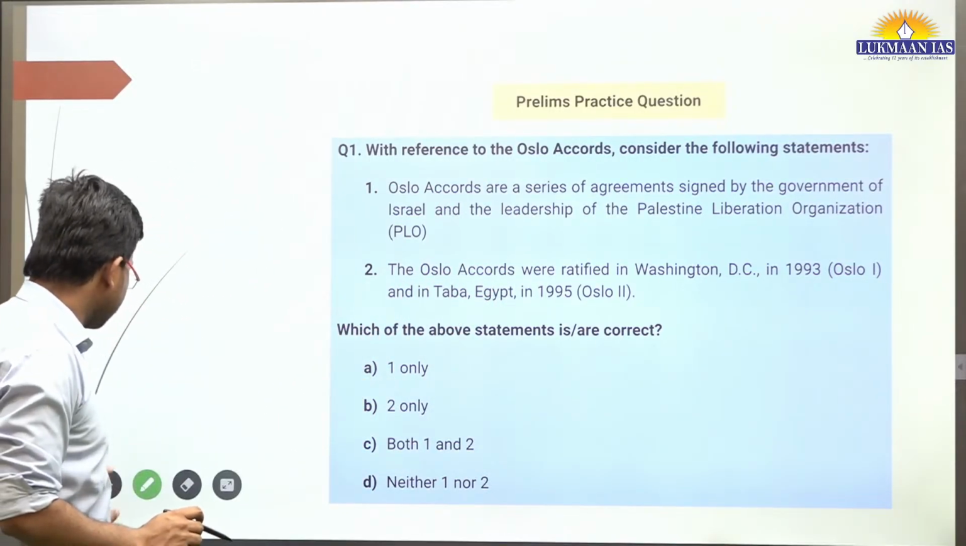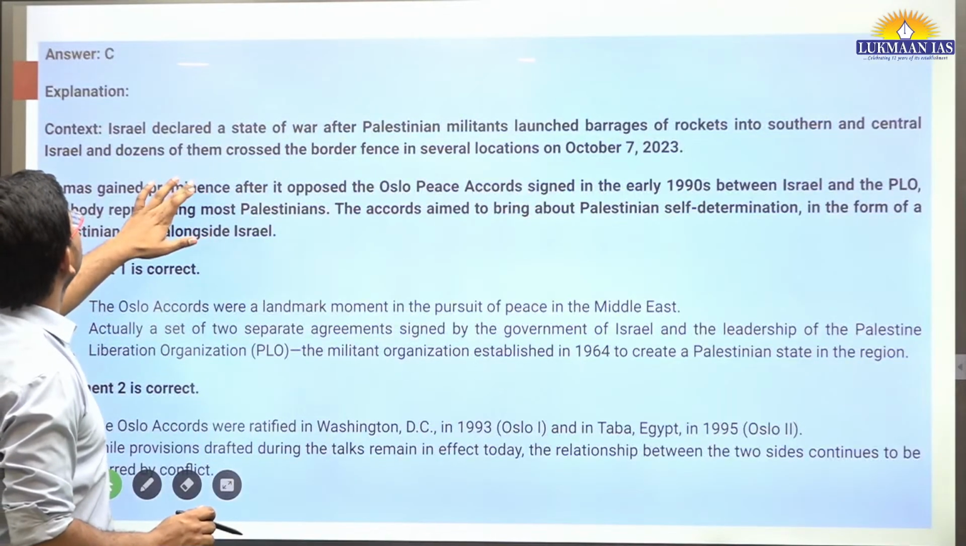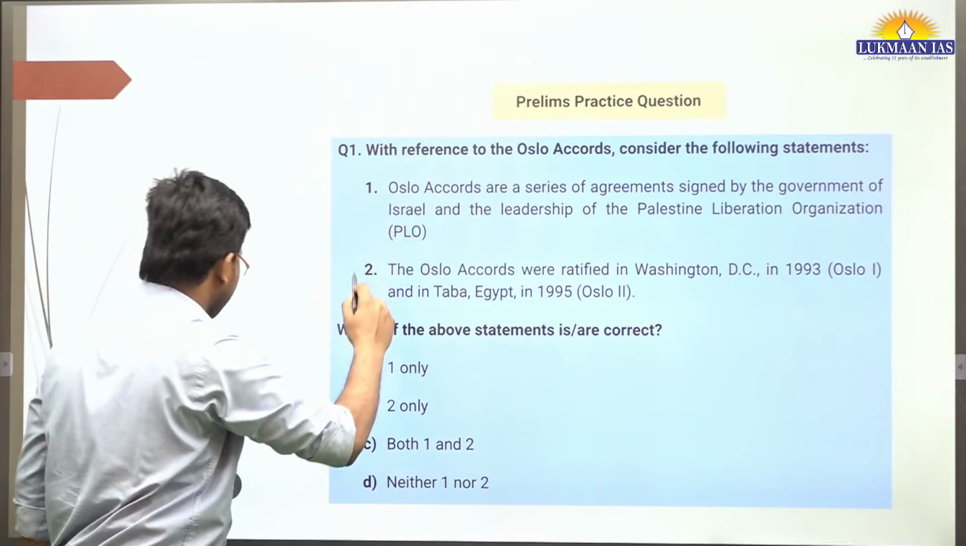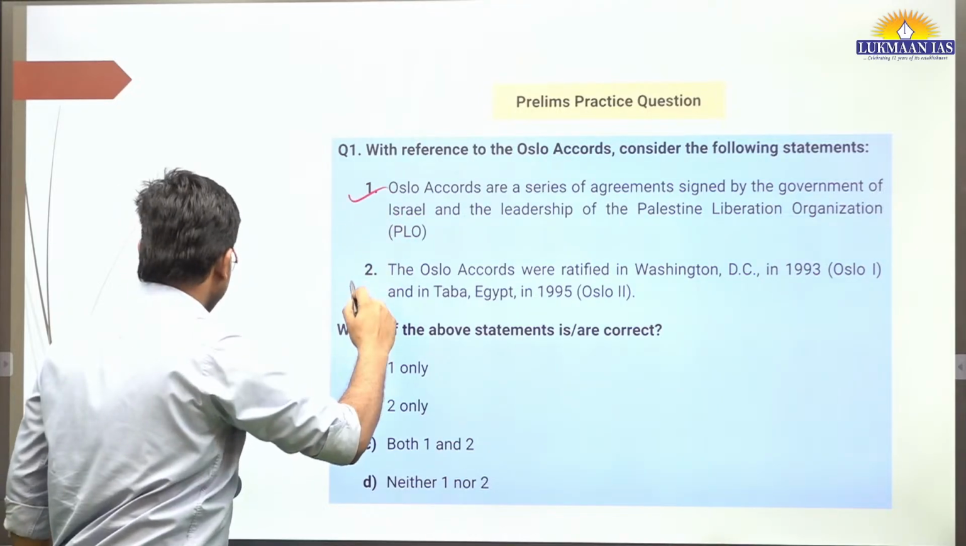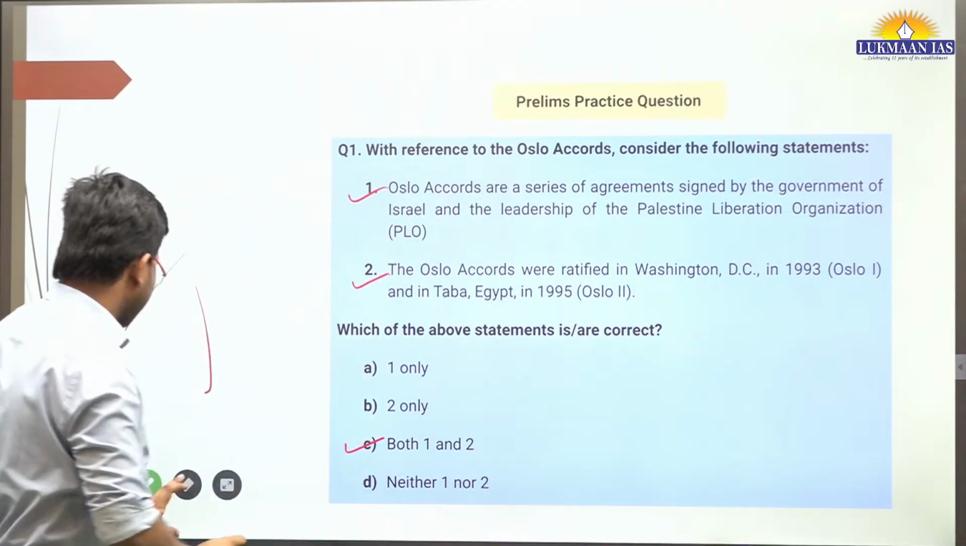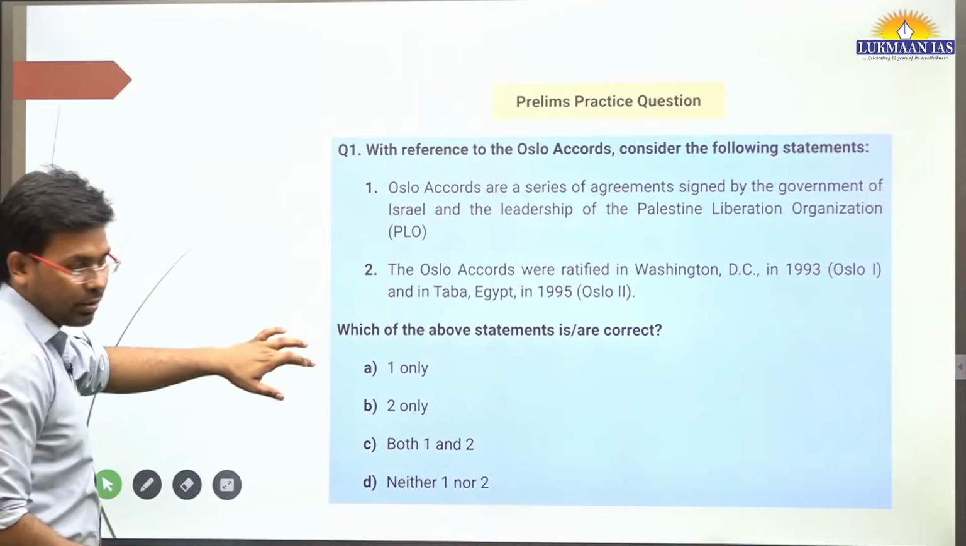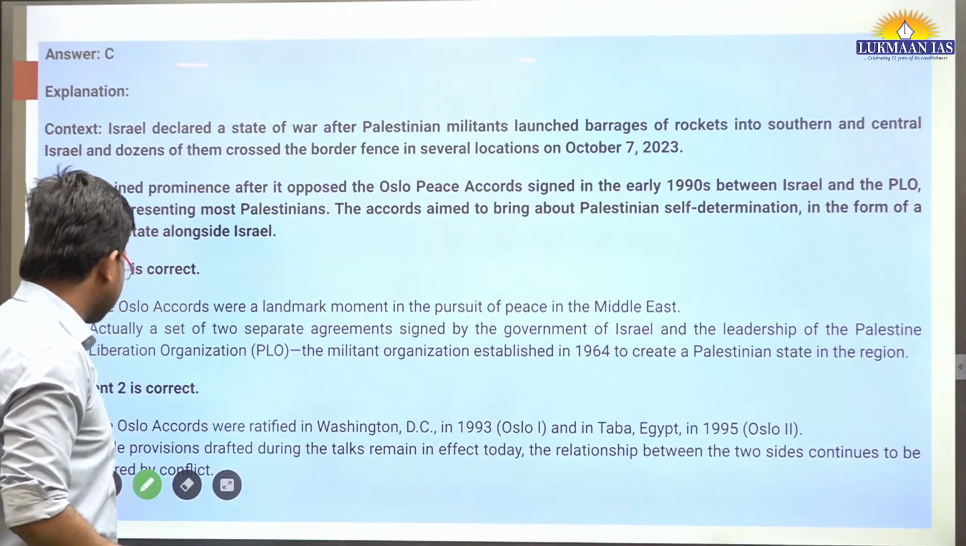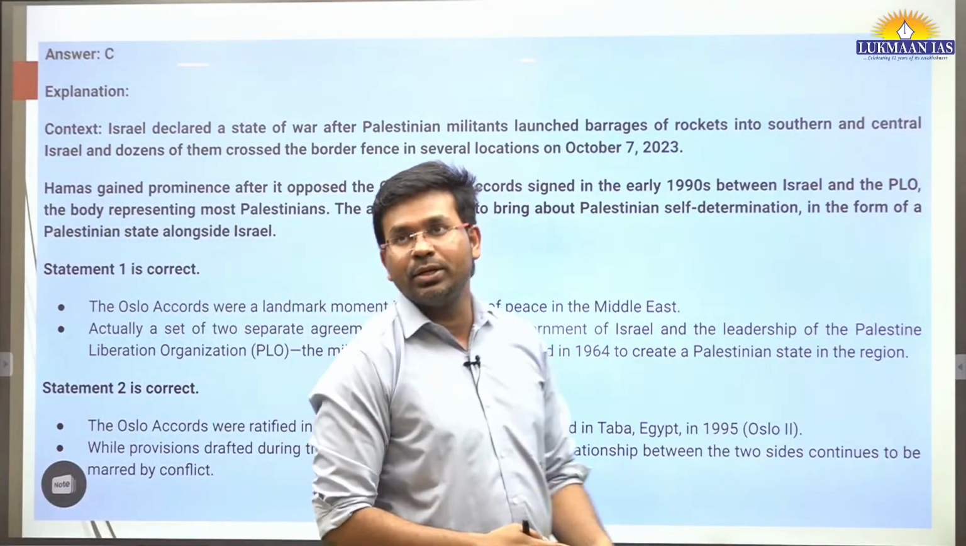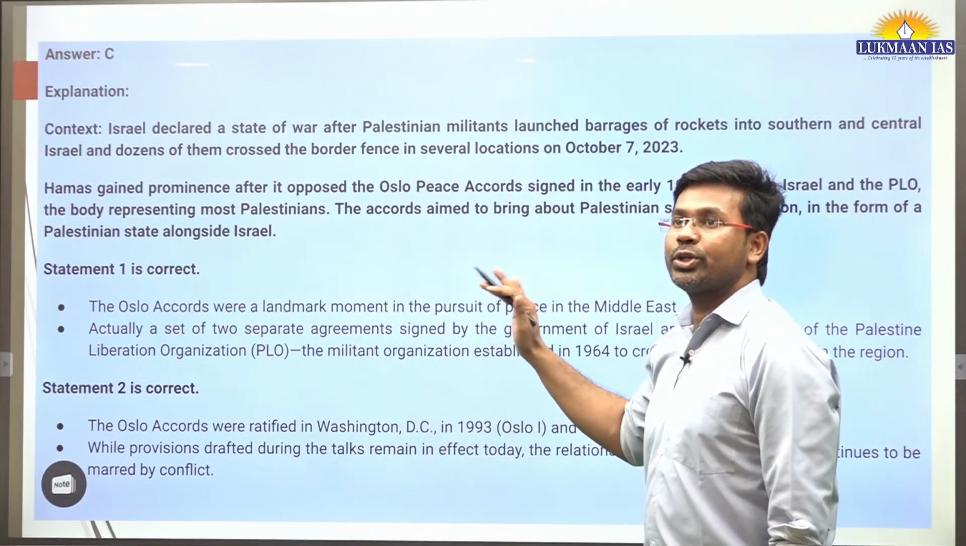So answer C should be the right answer. Yes, C is right. Statement 1, statement 2, both are correct. Oslo Accords: yesterday, on Saturday, I discussed the Oslo Accords in detail. So today we have included a question on this.